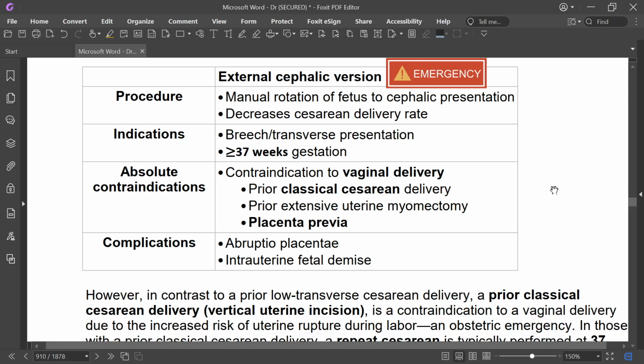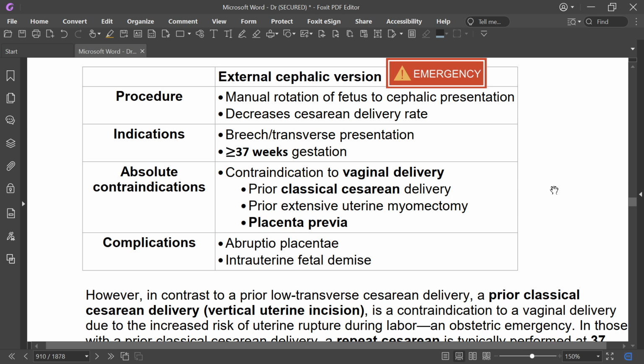What does external cephalic version mean? That means externally you are trying to make the cephalic position of the fetus and decrease the cesarean delivery rate. If we can position the baby, then it will be easy. When the mom will push, the baby will go down and the delivery will happen in the easiest way.